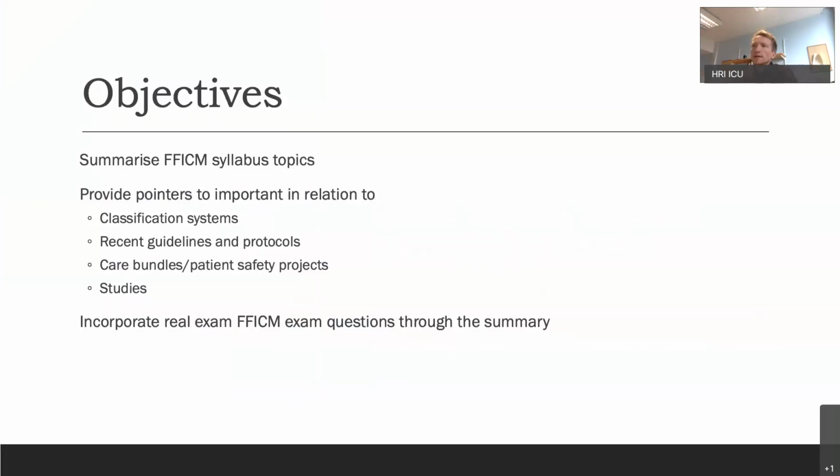So the talk's going to summarise FICM syllabus topics in relation to renal. I'm going to highlight as I go along important classification systems to know, discuss guidelines and protocols that I found useful for when I was revising, and appropriate care bundles and safety projects. And at the end, there's a short summary on what I felt was probably the most important studies to know about in relation to renal. Some of those studies will be discussed in more detail in Dr. Malik's talk, particularly focusing on things like early versus late filtration. And as I said, I'm going to try and include some real exam questions.